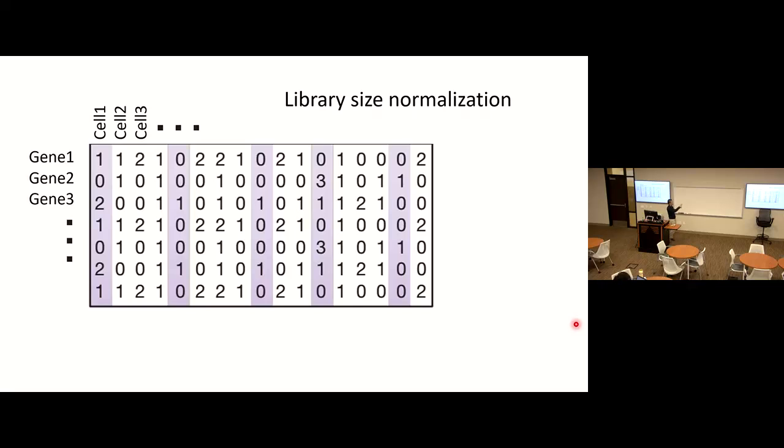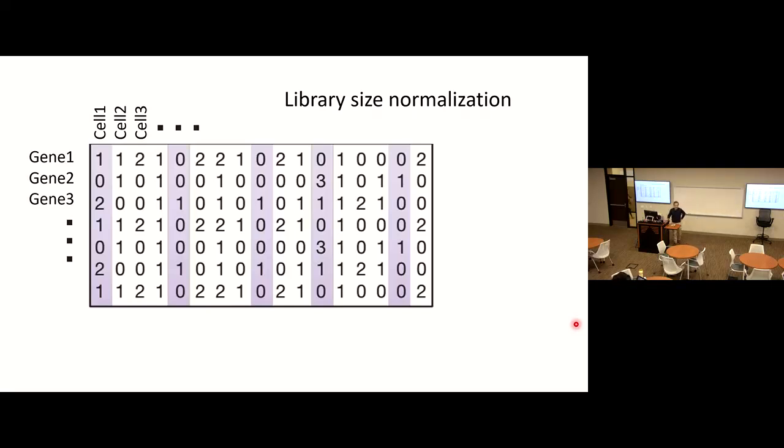So I transposed this matrix just to make the display easier. So I put cells as columns, and then genes, it's still the same. We are going to compute the library size and then do the normalization for the library size.